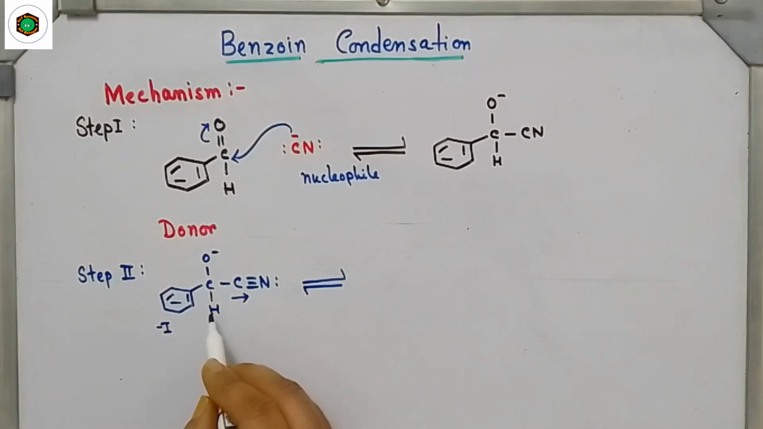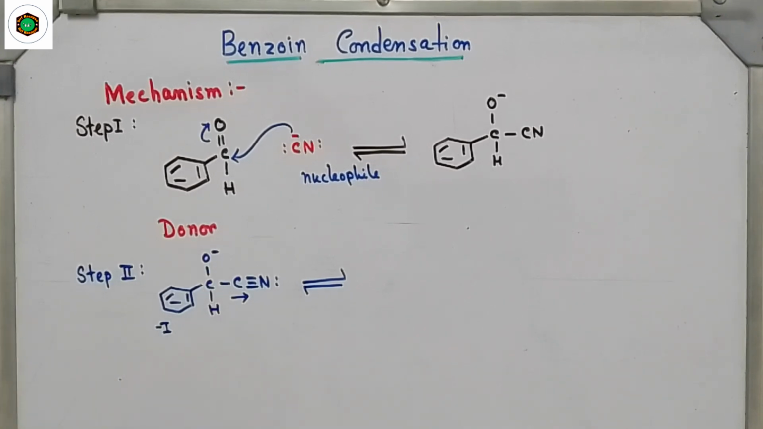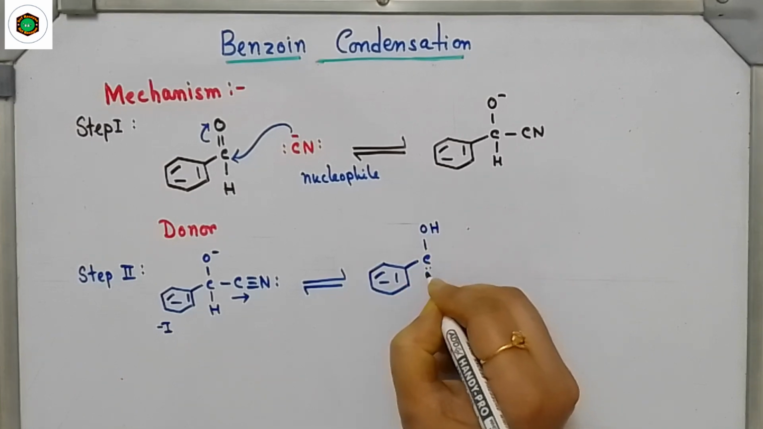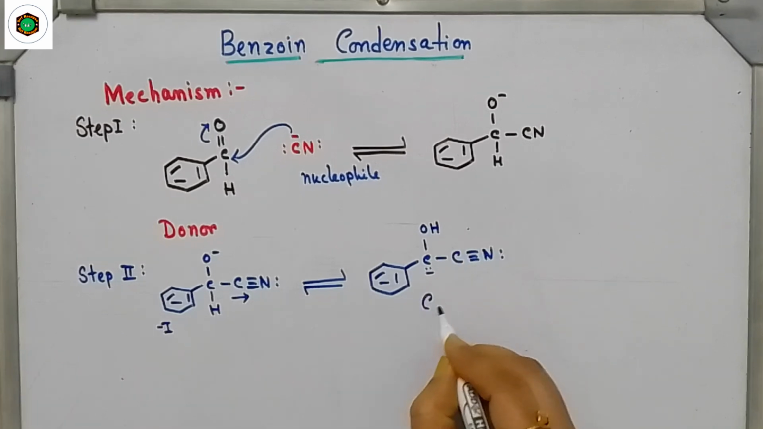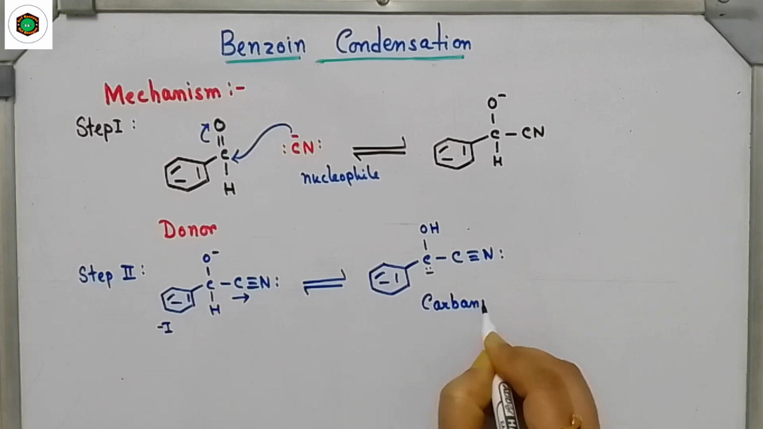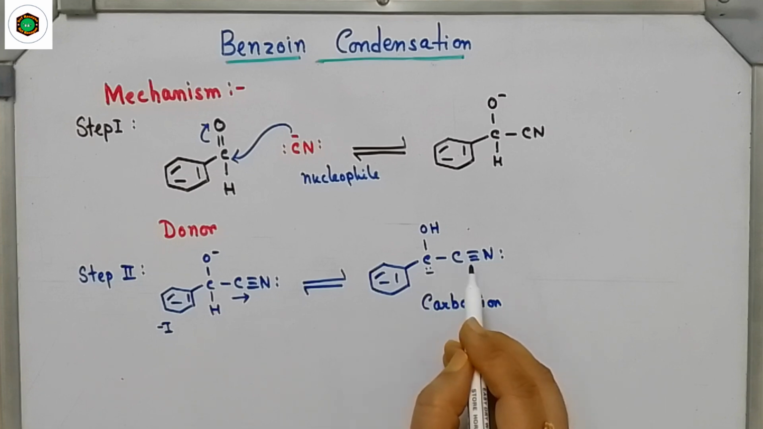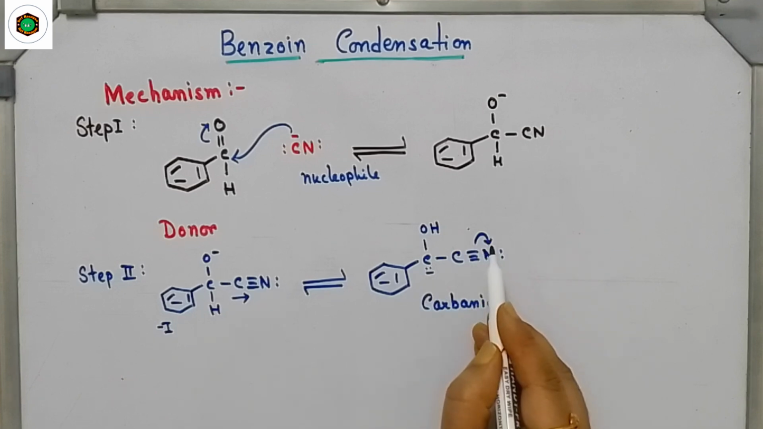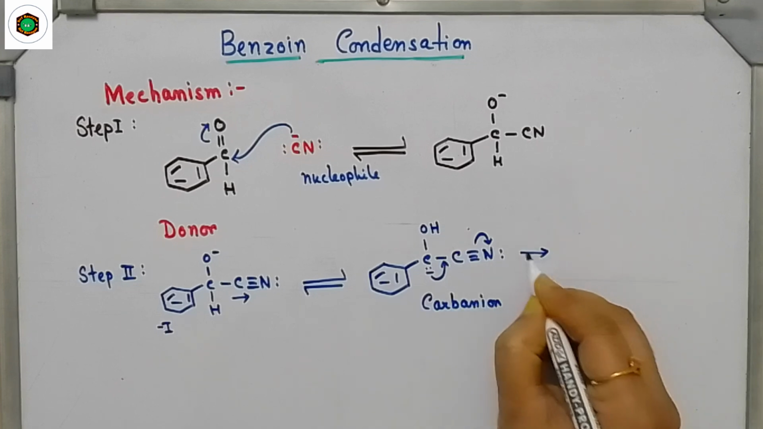So what will happen? Here, migration of aldehydic hydrogen takes place to anionic oxygen atom, and it will form O minus H plus means OH. Here this carbon ion and this species. So this is carbon ion. So this negative charge will be resonance stabilized. It will shift, electron density will be shifted here in this direction, and we will get this.